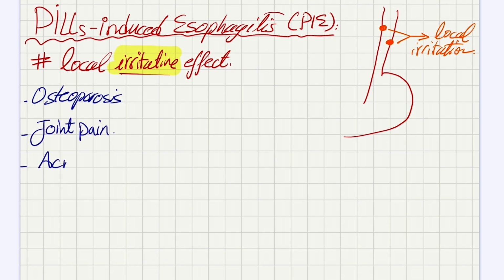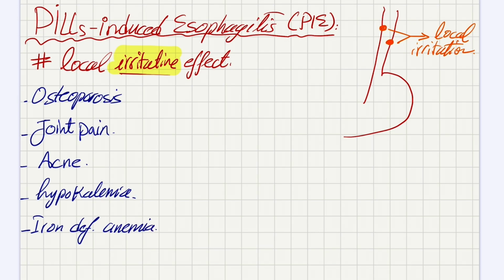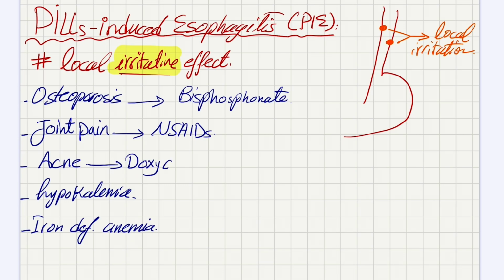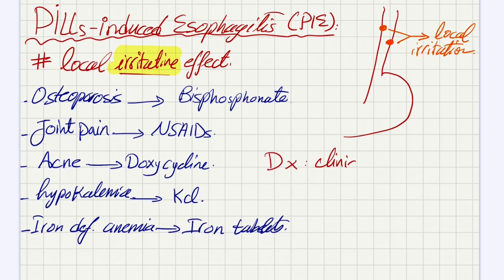So we have osteoporosis, joint pain, acne, and hypokalemia, iron deficiency anemia. In those cases, usually the presentation will describe them. So for osteoporosis, remember oral bisphosphonate, not the IV, like risedronate can cause it. Joint pain, NSAIDs, or patient have headache on NSAIDs. Acne, doxycycline can cause this. Hypokalemia, potassium chloride, and iron deficiency anemia, iron tablets can cause irritative injury to the esophagus and cause odynophagia. So this is mainly the pills-induced esophagitis.